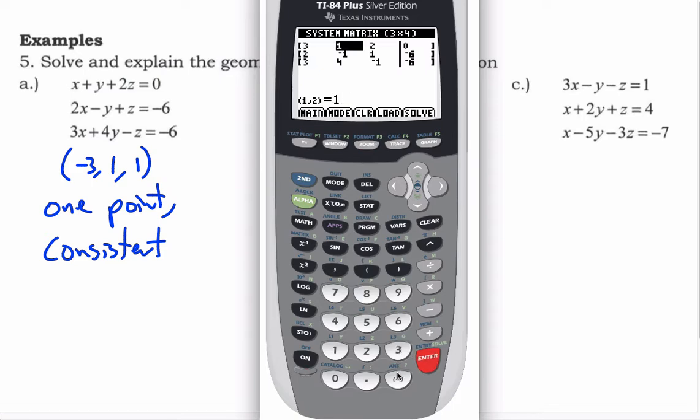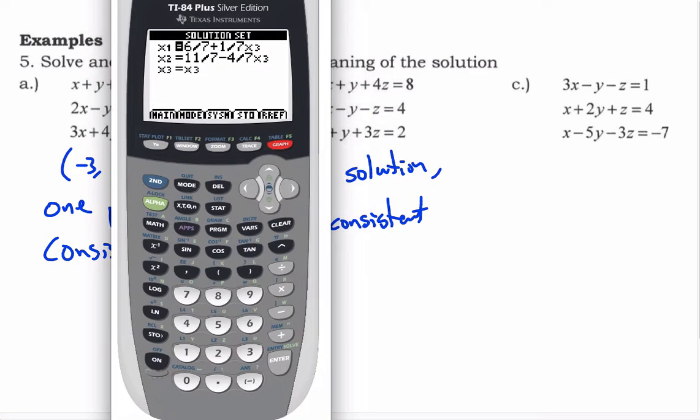So we've got 3, negative 1, negative 1, 1, 1, 2, 1, 4, 1, negative 5, negative 3, negative 7. Okay, double check that everything's correct, and when we go to solve, we get this. This is what happens when your intersection between the 3 planes is a line. So let me just take a screenshot of that.